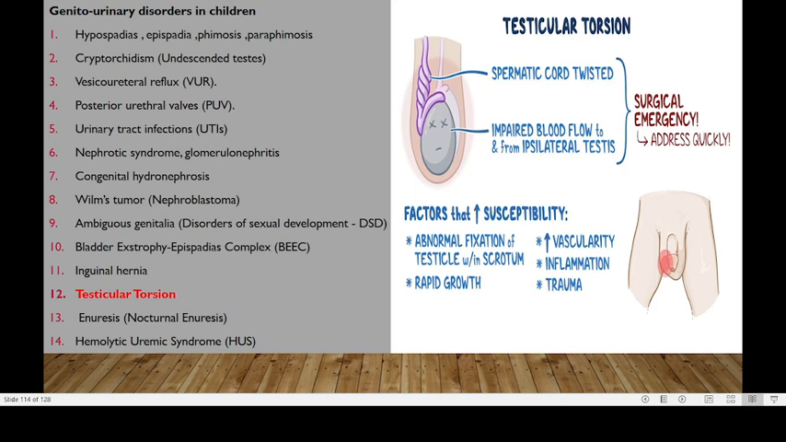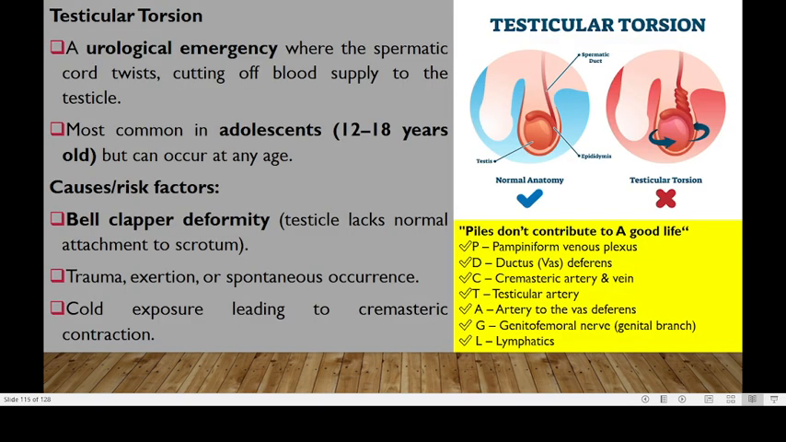Next, we have testicular torsion, and testicular torsion is a surgical emergency. It needs urgent address, right? It's a urological emergency where the spermatic cord twists and cuts off blood supply to the testicle.